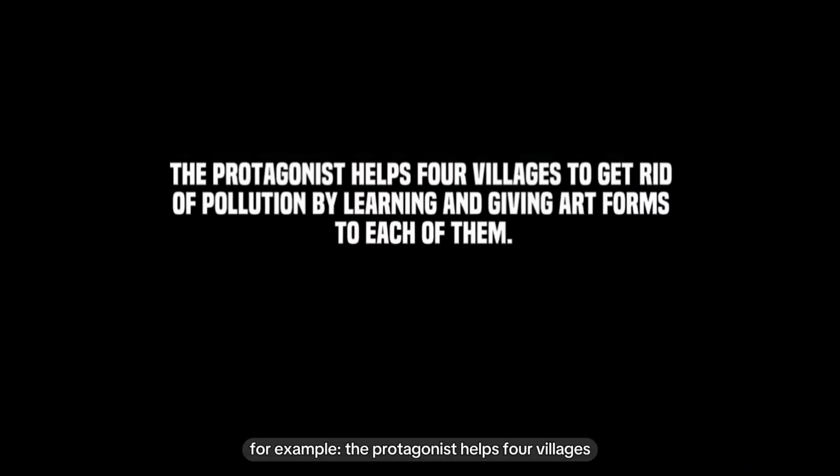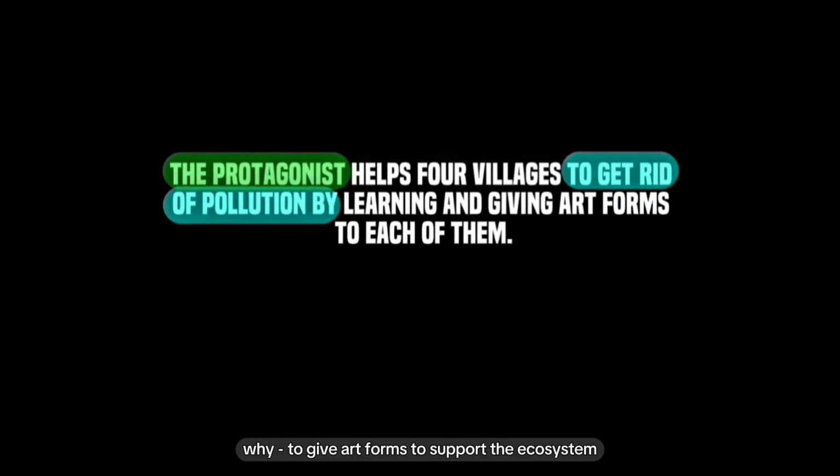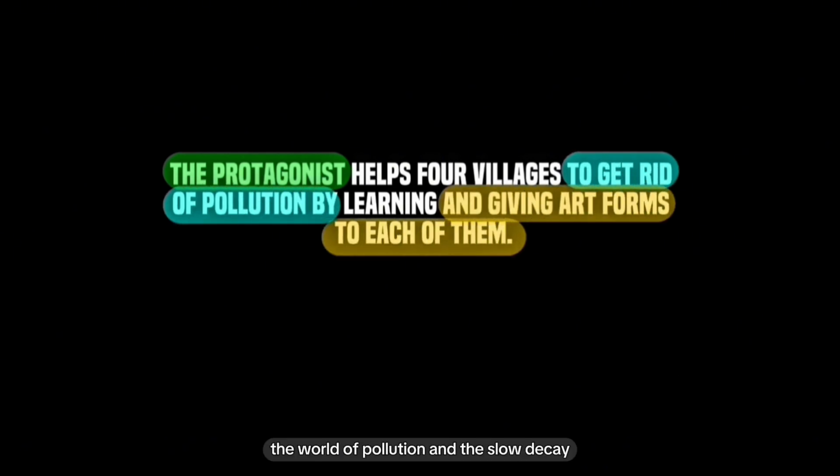For example, the protagonist helps 4 villages get rid of pollution by learning and giving art forms to each of them. Who? The protagonist. What happened? Pollution. Why? To give art forms to support the ecosystem. What's at stake? The world of pollution and the slow decay.